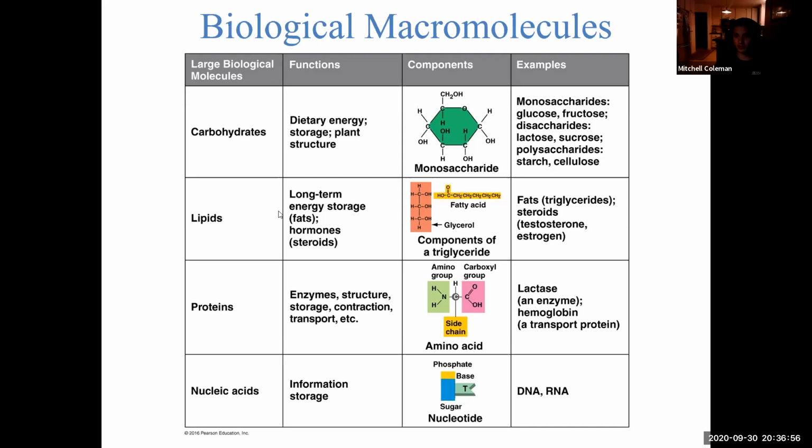And so these 4 types of biological macromolecules, sorry for my son in the background, a little bit distracting there.